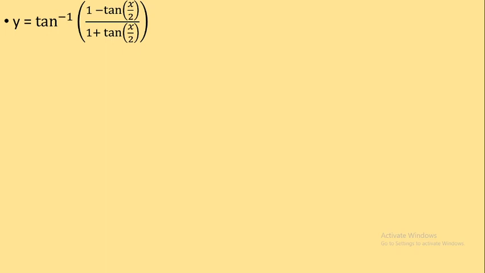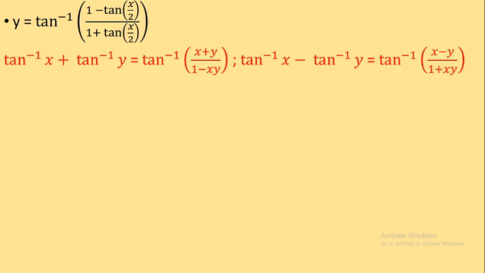So now we can see that the question is y is equal to tan inverse of (1 minus tan x by 2) upon (1 plus tan x by 2). The formula which we are going to use here is a very beautiful formula. Just remember the first formula and the second one is going to come as it is. So the formula is tan inverse x plus tan inverse y is equal to tan inverse of (x plus y) upon (1 minus xy). So if there is a plus here, use plus in the numerator and minus in the denominator.